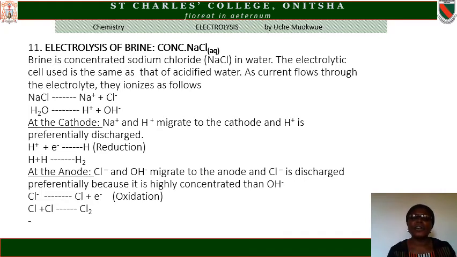At the anode, chloride ion and hydroxide ion move to the anode, where chloride ion is discharged preferentially because it is more highly concentrated than hydroxide ion. This is because the positions of chloride ion and hydroxide ion are very close in the series. Therefore, the effect of concentration is very important here. The chloride ion loses an electron and becomes a chlorine atom. The reaction is oxidation. The chlorine atom reacts with another chlorine atom and forms a chlorine molecule.